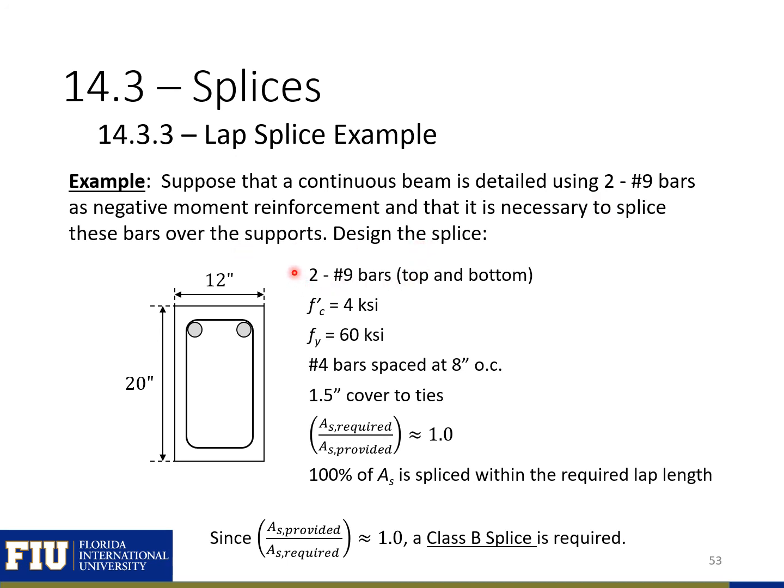We're given two number 9 bars with a concrete strength f'c of 4 ksi and a yield strength of the number 9 bars of 60 ksi. We have number 4 bars spaced at 8 inches on center and 1.5 inches of cover. We're assuming that the area of steel provided is about equal to the area of steel required, so this will automatically mean that we have a Class B splice. You can see our section has a 12-inch width and a 20-inch height.